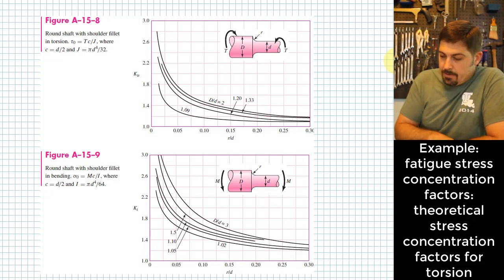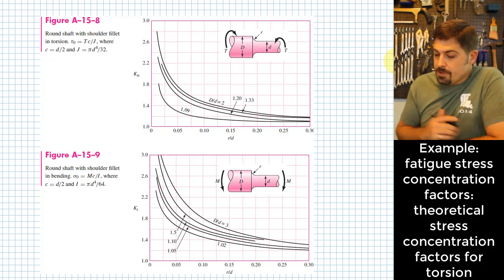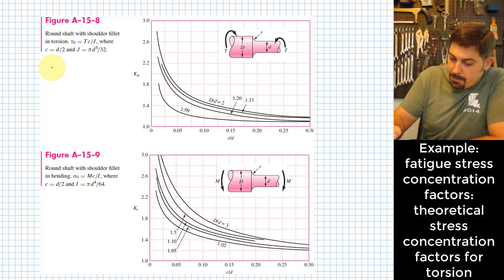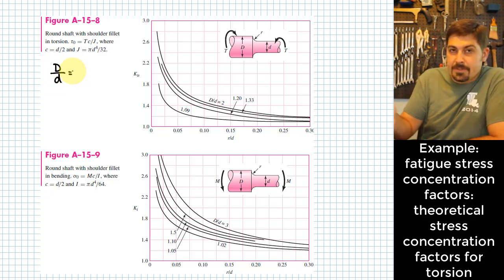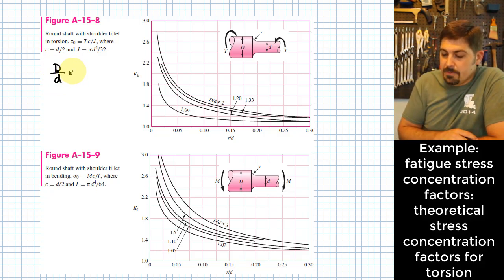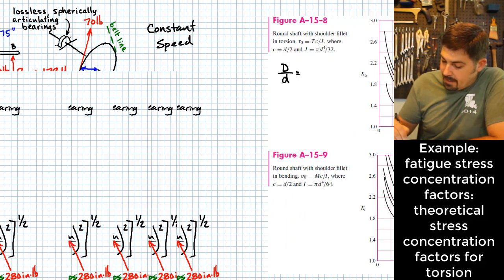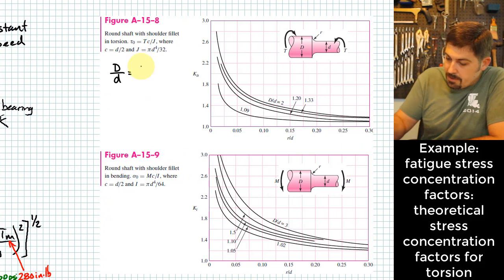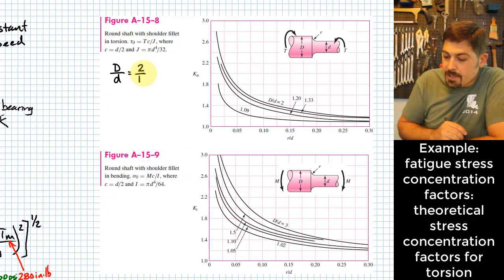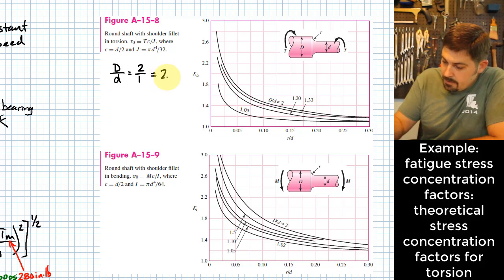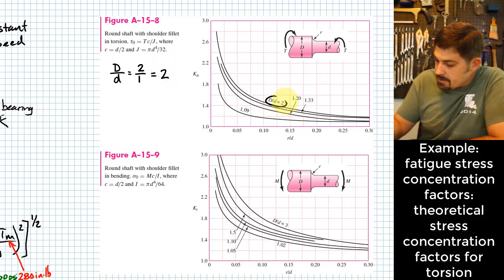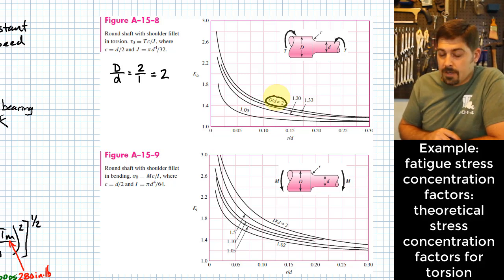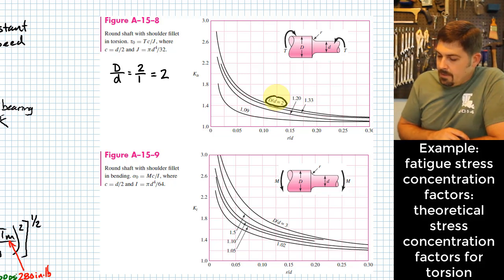Now, what you need on this chart is you first need to know what is your capital D over lowercase d. For the left position on this shaft, this is actually pretty easy because the size of that part right there was 2 inches, and it's 1 inch to the left, so that basically means this is going to be 2 inches over 1 inch, which is just 2, and that means that we are on this curve right here. So that's if we're to the left. Let's just deal with that one first.